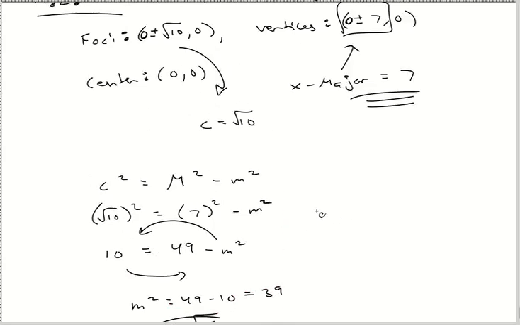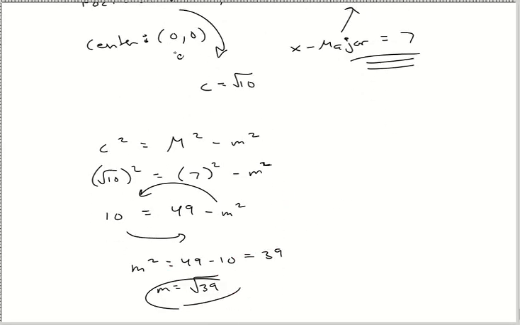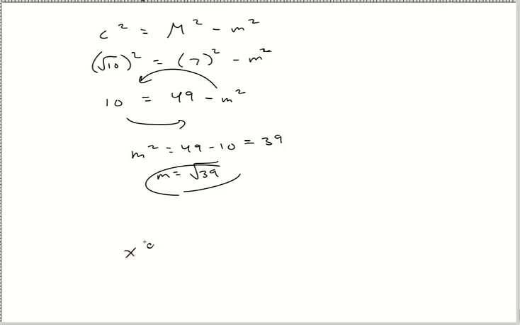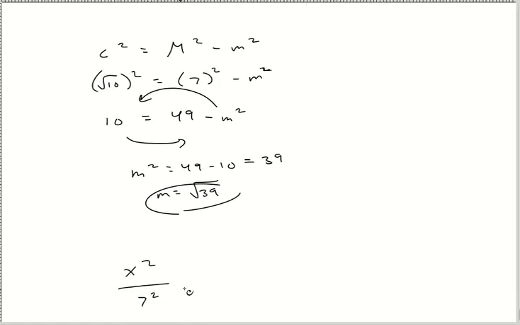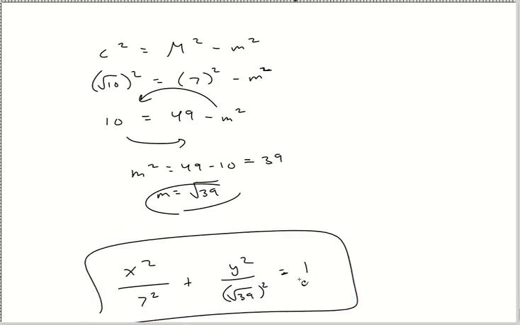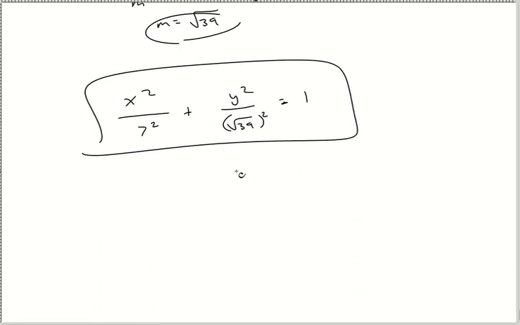With that in hand, I think we have everything. Major, minor. I don't think we even need anything else. So x squared over, again, x is a major, so it's going to get that major value of 7 squared. My y was the minor, so the square root of 39 squared. And there you go. Again, I'm not simplifying because I don't need to.